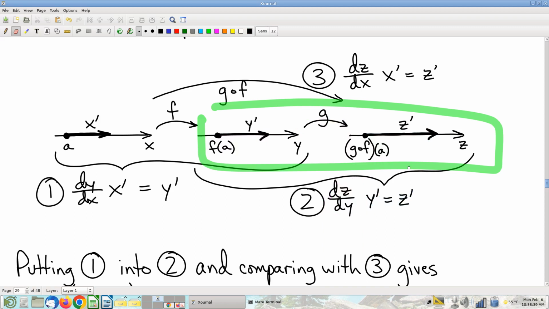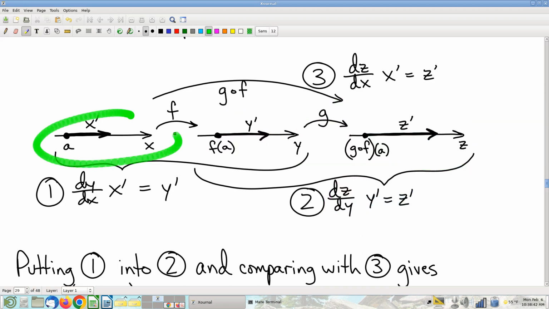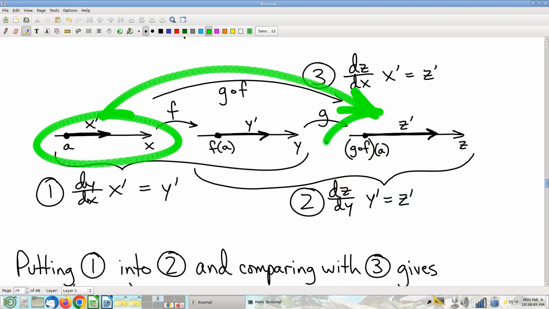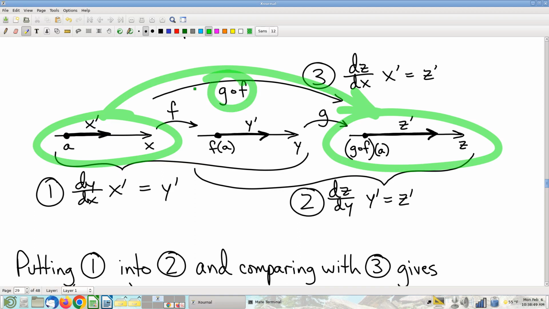And one more time, we'll do it for the composition. Don't forget the composition is a function that goes from the x variable to the z variable, right? That's what this composition does. And there is an input velocity x prime. There is an output velocity z prime. And those, again, are related by the derivative. Oh, I'm sorry, I circled the wrong one. Okay. Input velocity x prime, output velocity z prime, related by the derivative of that composition, in this case dz dx.